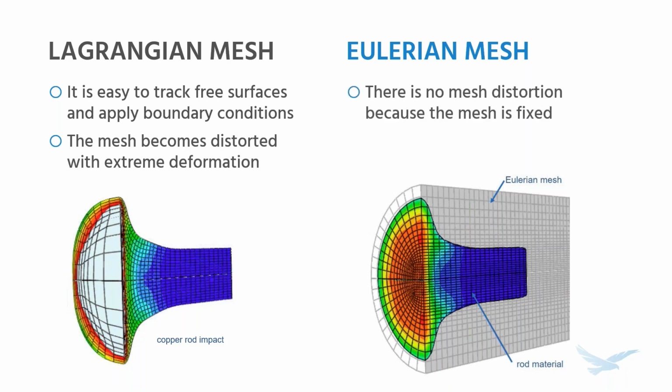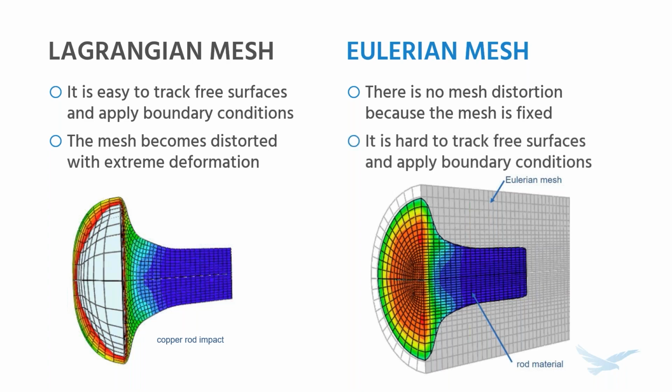The Eulerian mesh gets rid of that problem. The mesh isn't moving, so there is no mesh distortion at all. But it's really hard to work with. I can't really apply boundary conditions to the surfaces. It's hard to tell where those surfaces are exactly. And a pure Eulerian mesh, a pure Eulerian analysis all by itself really doesn't work very well and isn't very practical. And so what we need to do is we need to take that Eulerian and we need to combine it with the Lagrangian approach.